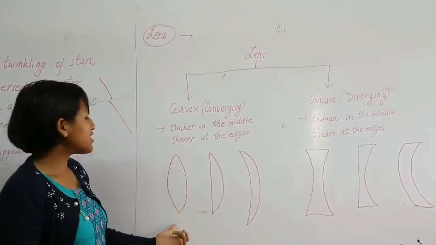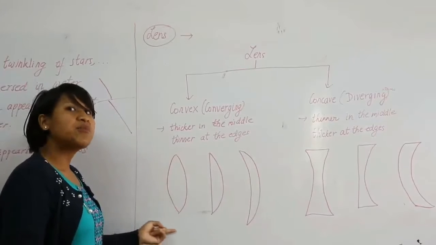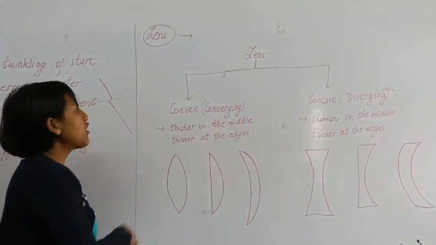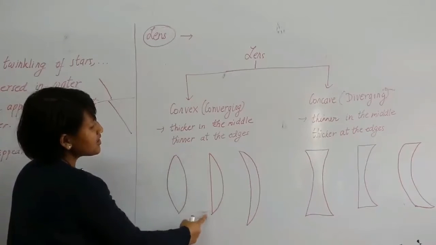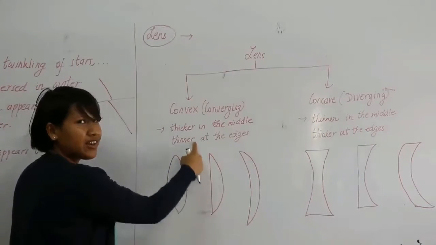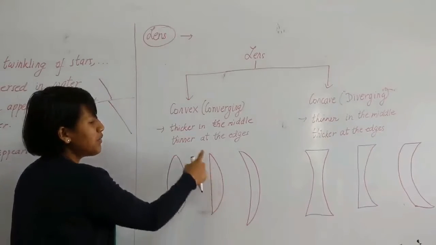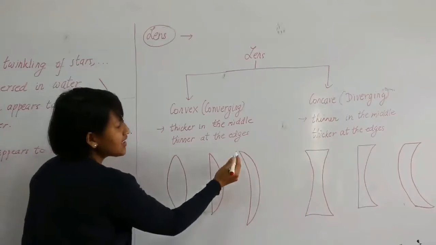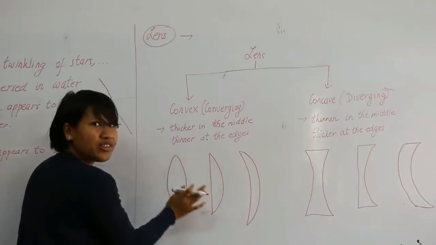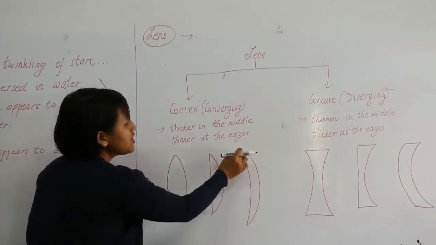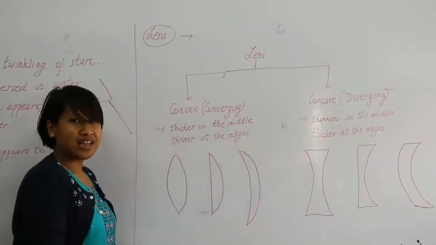This is when both surfaces are bulging. This is a double convex lens. In this case, you see that one side is plain and the other is bulging, so it is a plano-convex lens. In this case, you find that one side is bent inward. So this is a concavo-convex lens.